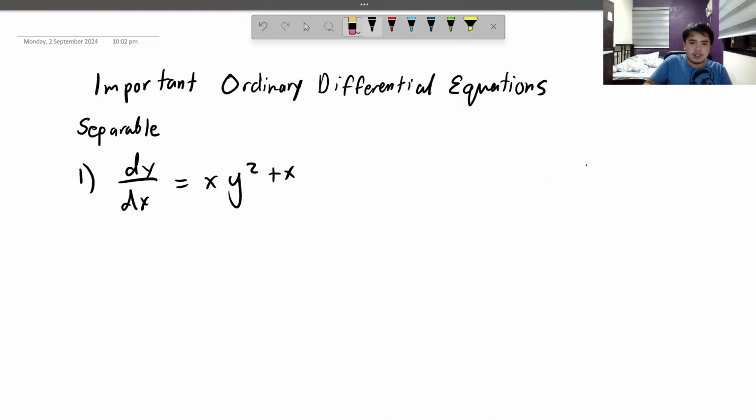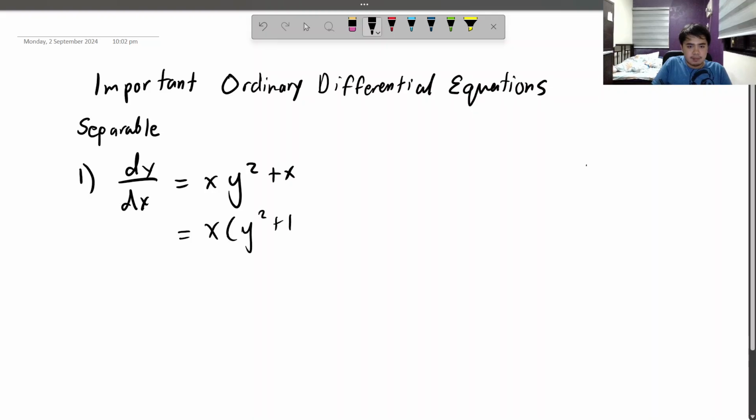Now, looking at this, it doesn't seem separable, right? There's x and y contained together, but there's an x in here. What if we factor x out of it? So x times y squared plus 1. And here is where it's separable. x is a function of x, and y squared plus 1 is a function of y. They're just multiplied together, and we can move different parts of the equation to the other side. So, how are we going to solve this?